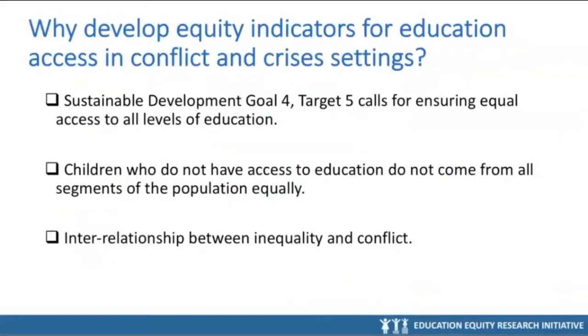Okay, so why develop equity indicators for educational access in conflict and crisis settings?